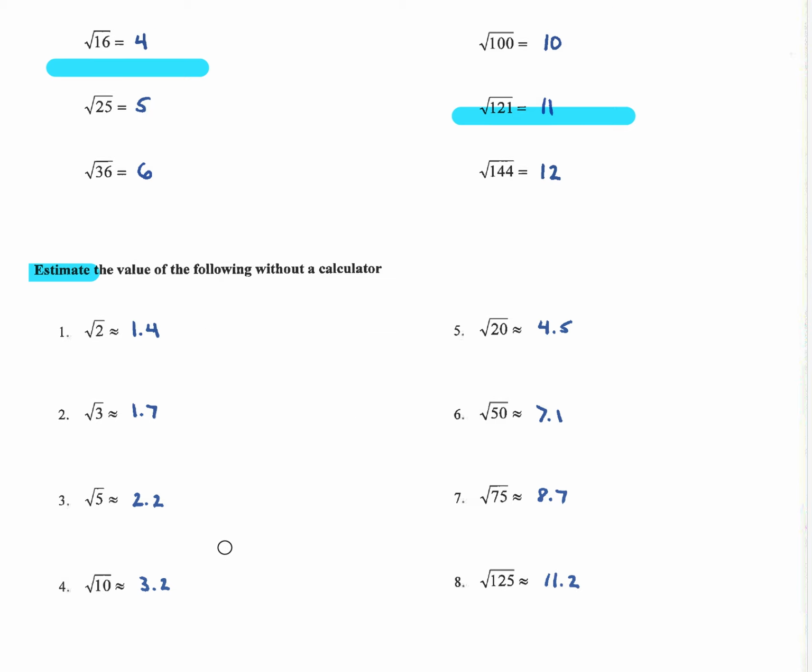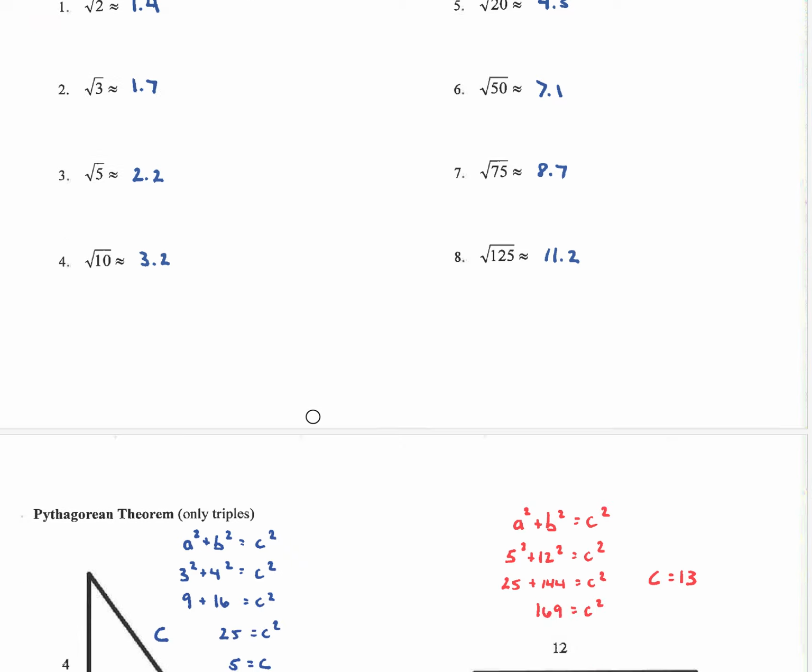These don't have to be perfect, but you should have a number sense of how big these radicals are. Remember, they are irrational numbers. Their decimals just go on forever with no real pattern, but they're still numbers, they're still real numbers, and you should have an idea of what they're close to as a decimal.